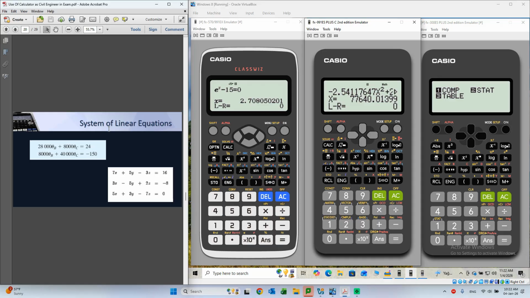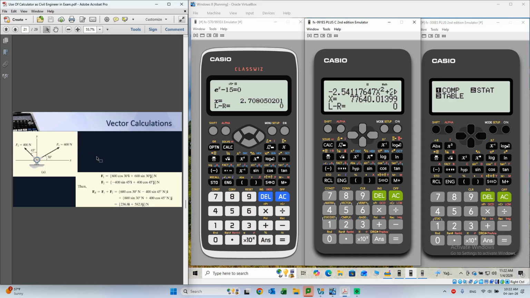Those are some systems of linear equations. We discussed them, so you can type them into the calculator we have.